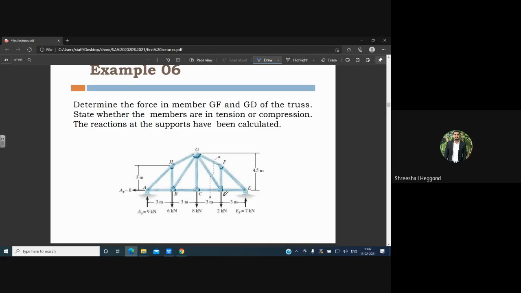Total distance between support A to E is 4 3s are 12. The loading conditions are given for each joint: 9 kilonewton is the reaction at A point, 6 kilonewton is the applied load at B point, 8 kilonewton is the applied load at C point, at D point 2 kilonewton load is applied, and at E point the reaction is 7 kilonewton. Reactions are acting upward and loading conditions are downward.